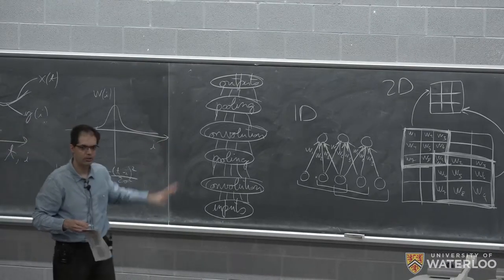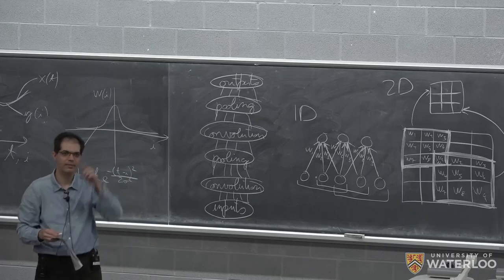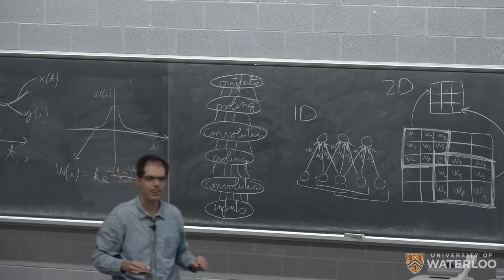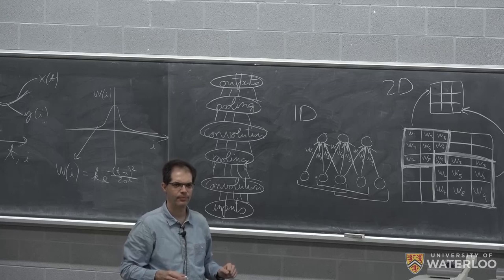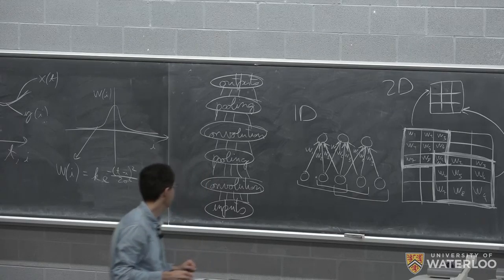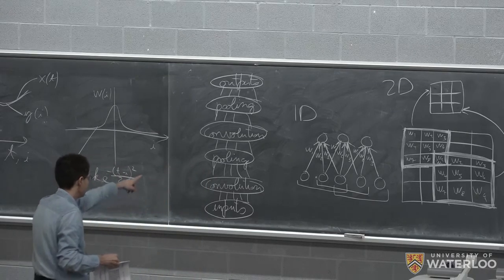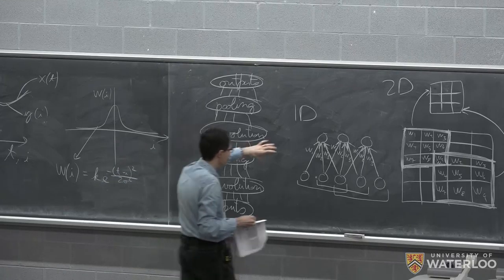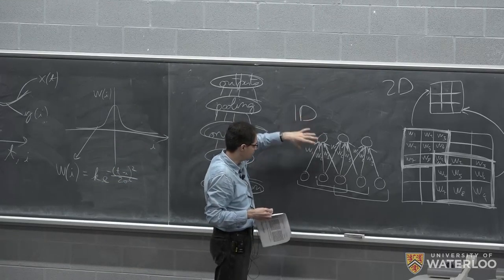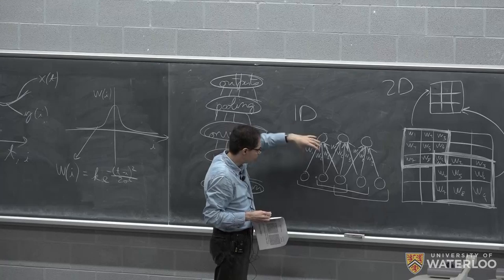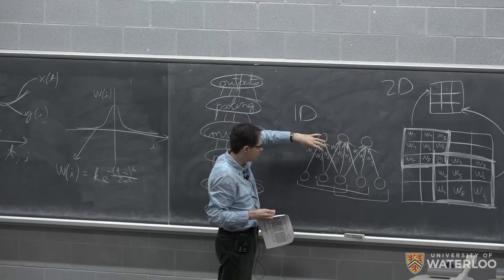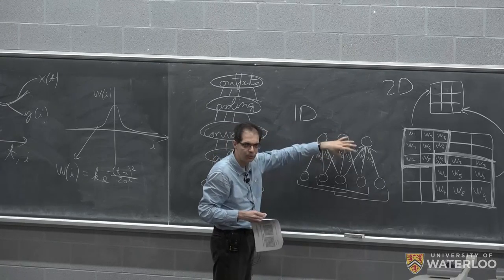Okay, any questions regarding this? Yeah? In 1D, if you have 9 different weights, why do you have just 2 weights? So here, this is the point that in a convolutional neural network, we reuse the same weights whenever we apply the filter to a different window.